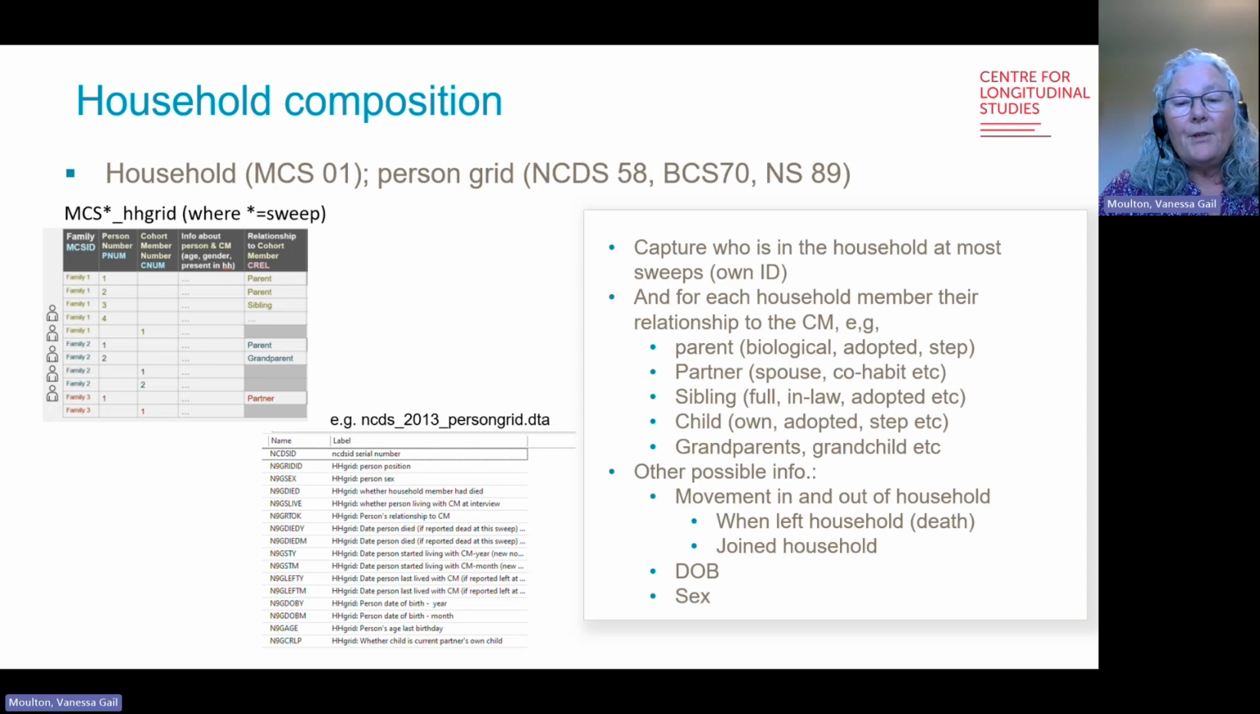Other information that is available covers movement in and out of the household. We collect data on when they left the household, including things like death, and when they joined the household. There's also date of birth and sex of the person. And this data can be used to create your own bespoke data depending on what area you're interested in.